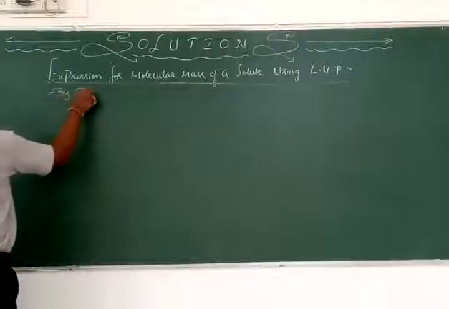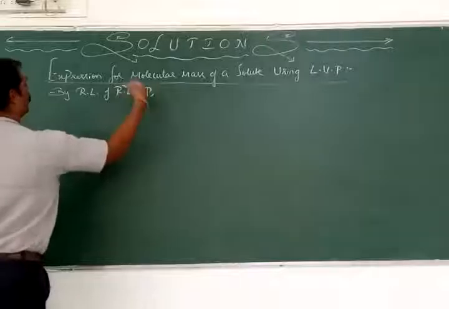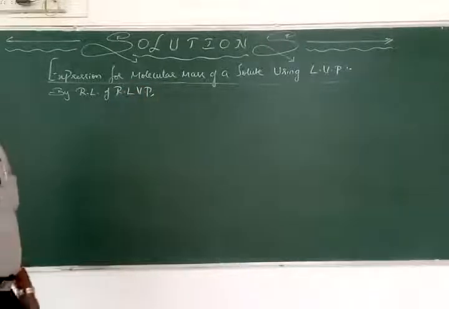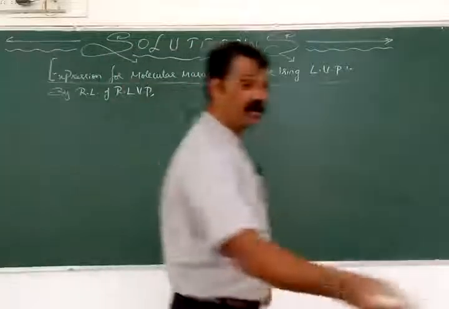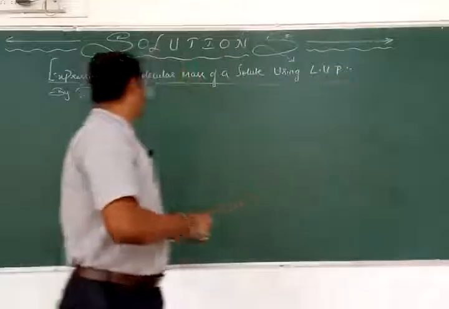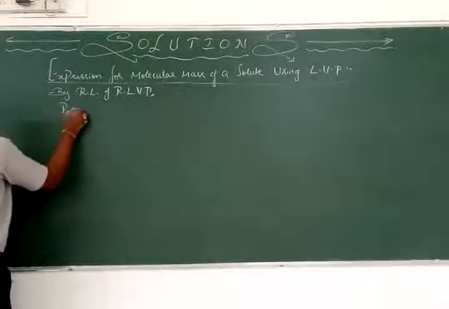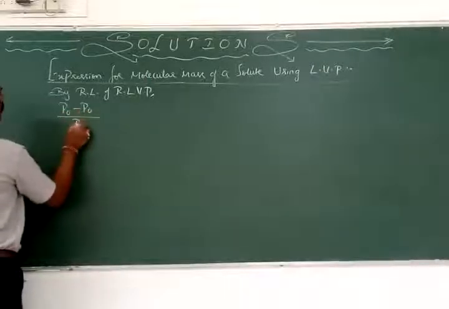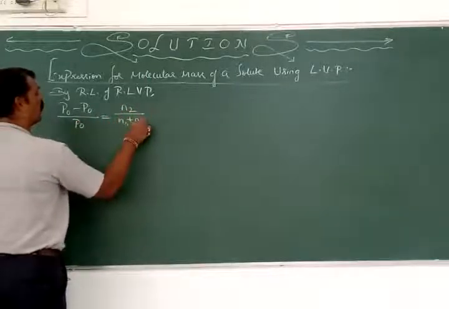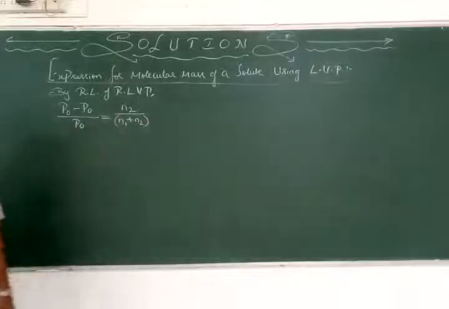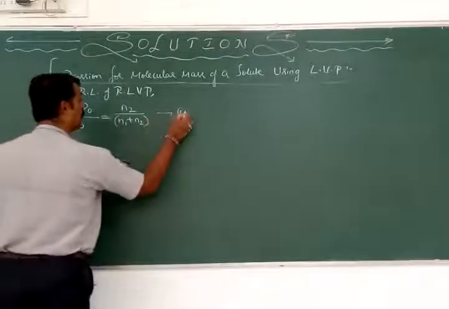By the Raoult's law of relative lowering of vapor pressure, we know that P naught minus P divided by P naught is equal to N2 divided by N1 plus N2. Let us call that equation 1.